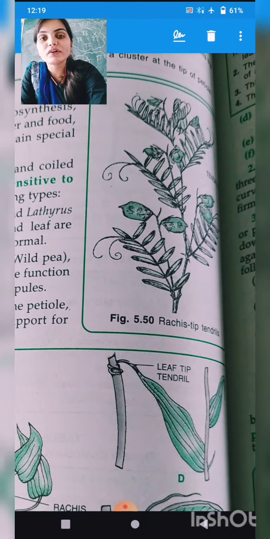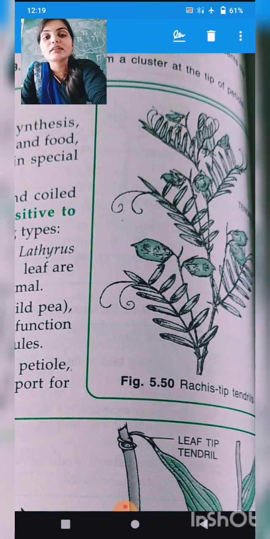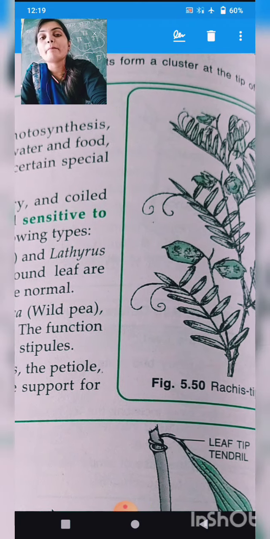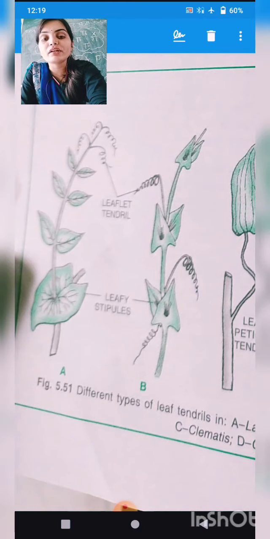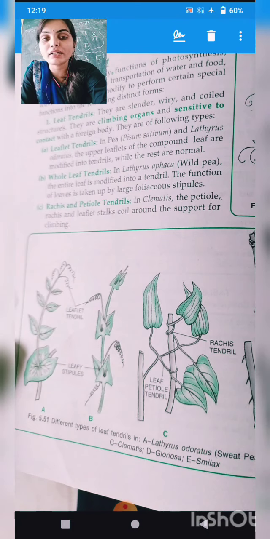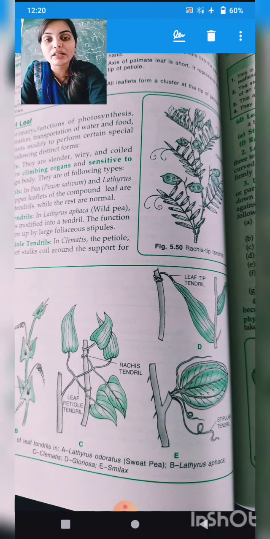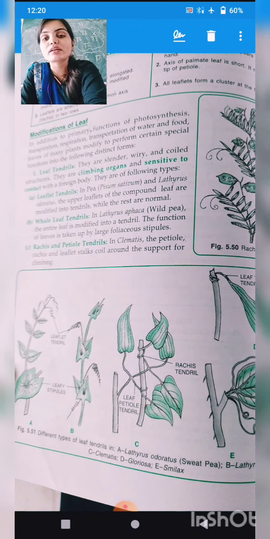Okay. After that you can see modification of leaves. When you see the different types of modification of leaf, you can see that the leaves have a straw-like structure on the end, that is known as tendril. In stem also we had seen tendril, and in leaves also we are going to see tendril, but the stem tendrils are stronger than leaf tendrils. Different types of leaf tendril you can see in different types of plants as shown in the diagram.